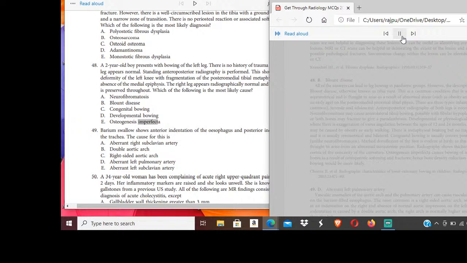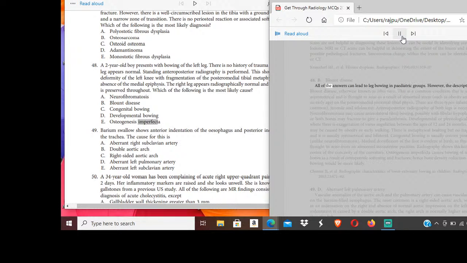Bone scans are not helpful in diagnosing these lesions, but can be useful in identifying asymptomatic lesions. MRI or CT scans can be helpful in delineating the extent of the lesion and identifying possible pathological fractures. Sarcomatous change within the lesion can be identified by MRI or CT. Kransdorf ML, et al. Fibrous dysplasia. Radiographics. 1990.